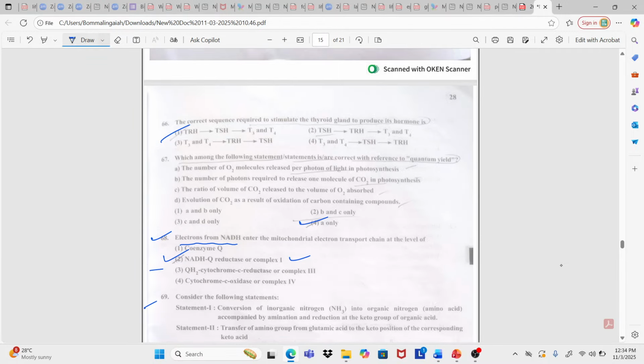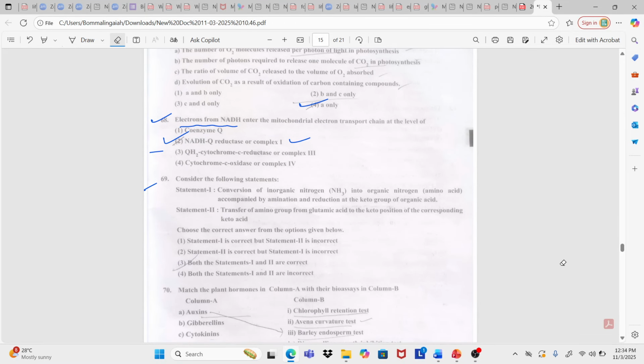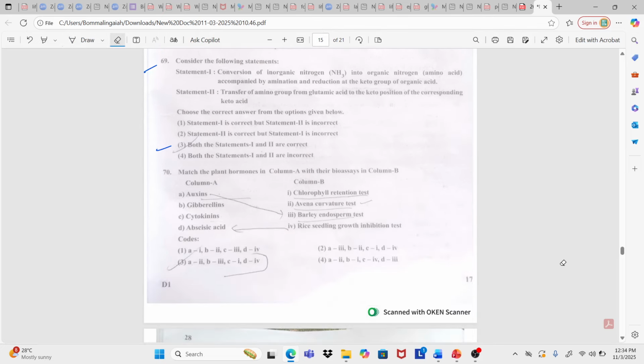Consider the following statements. Here, statement 1 is there, statement 2 is there. The correct option for this question is both the statements 1 and 2 are correct. That's why option number 3 is the correct one. Next, question number 70. Match the following. Here, column A gives hormones. Option number 3 is the correct one. Next, we move to another question.